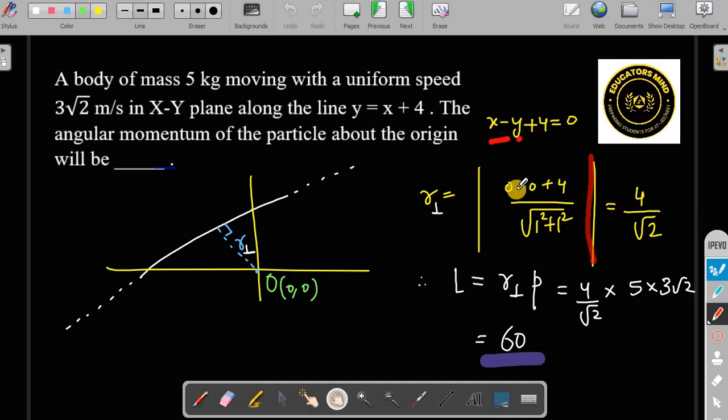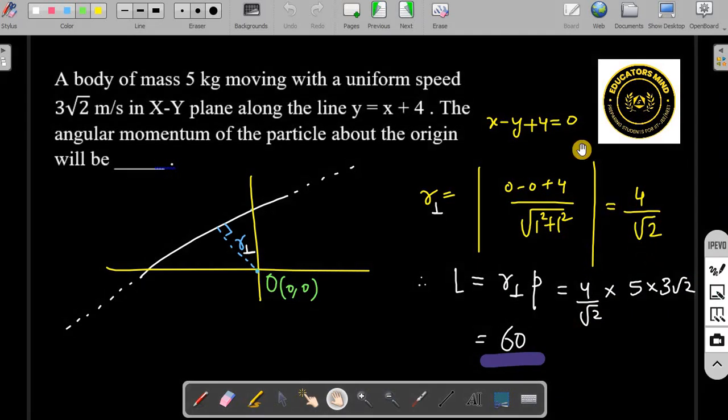The point is the origin, so you have to substitute 0, 0. Then root under the coefficient of x square plus the coefficient of y square. Both coefficients are 1 and minus 1, but squared they give 1 square plus 1 square, right? So you will get 4 by root 2. Once you get r perpendicular, angular momentum is r perpendicular into p. Substitute 4 by root 2, and momentum is mass into velocity, mass 5 kg and speed 3 root 2. Substitute and calculate, root 2 cancels, and you get 60, right? That's the answer.